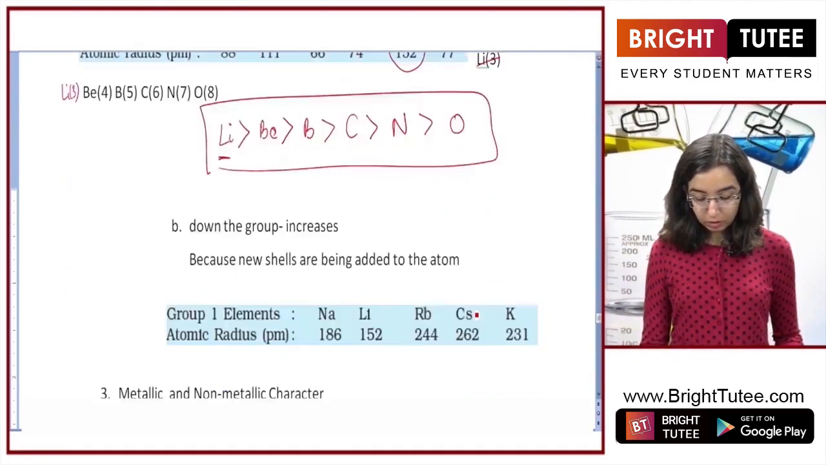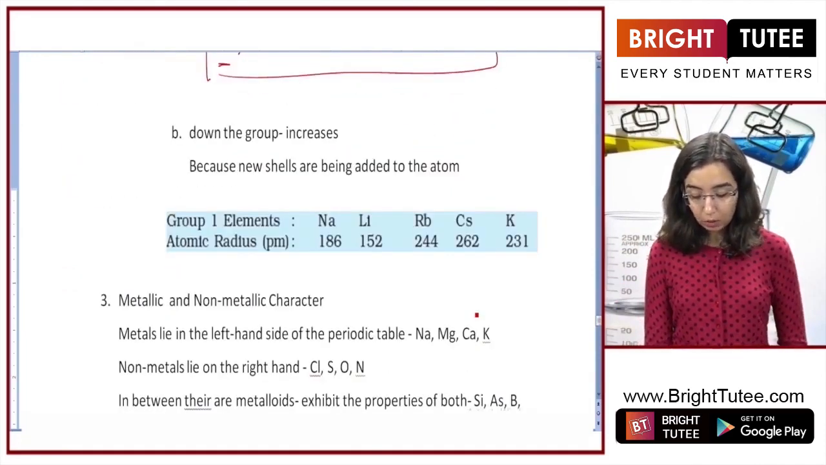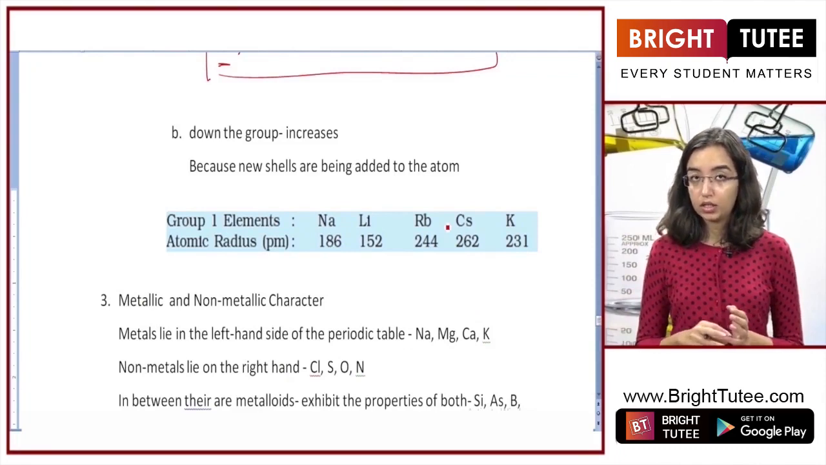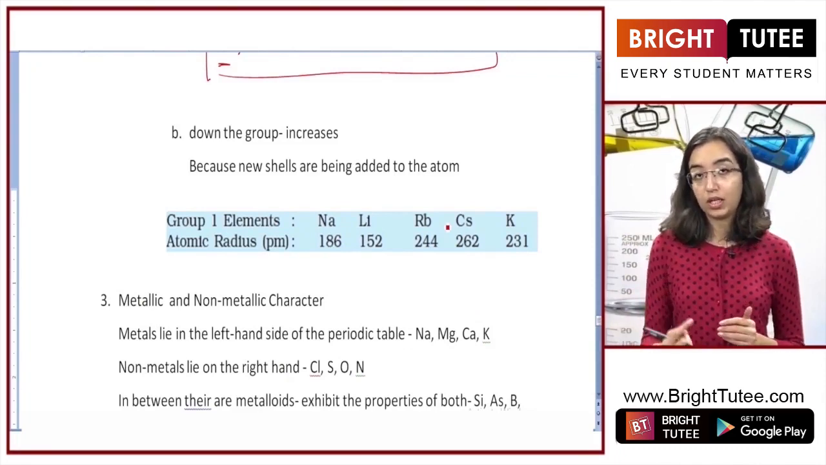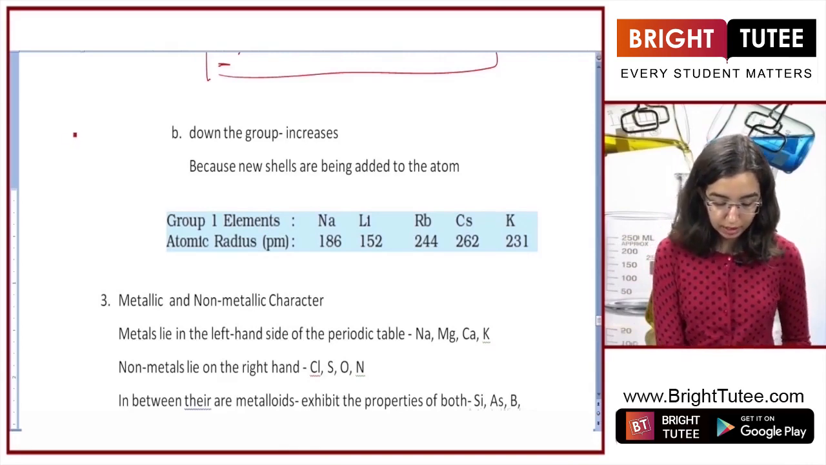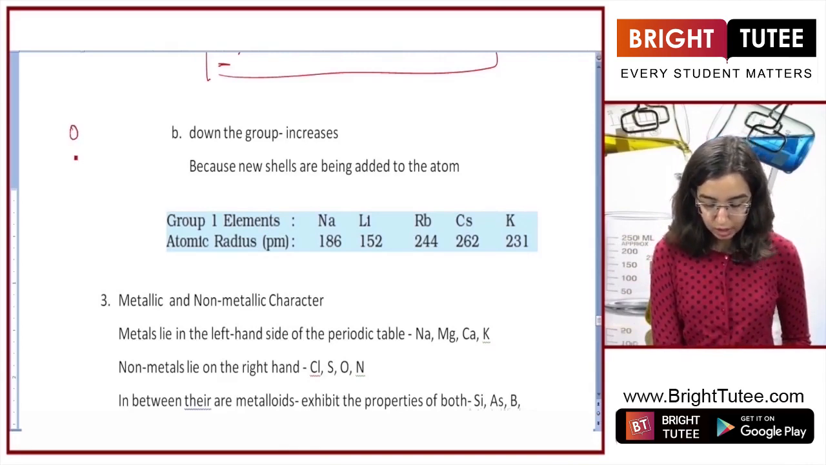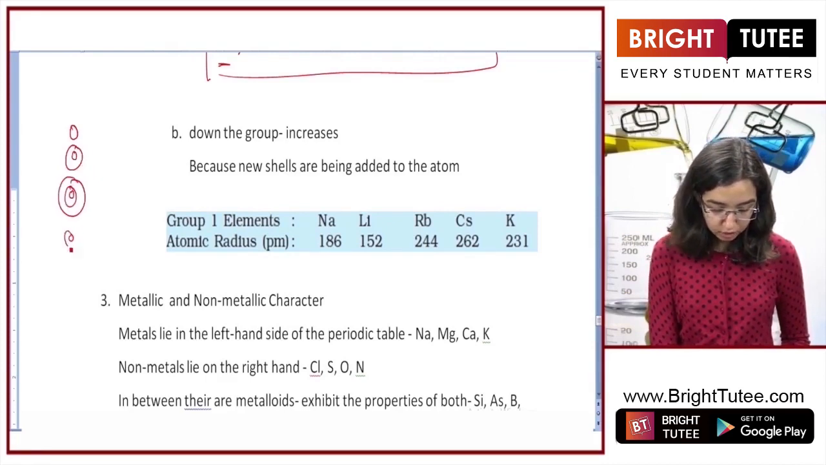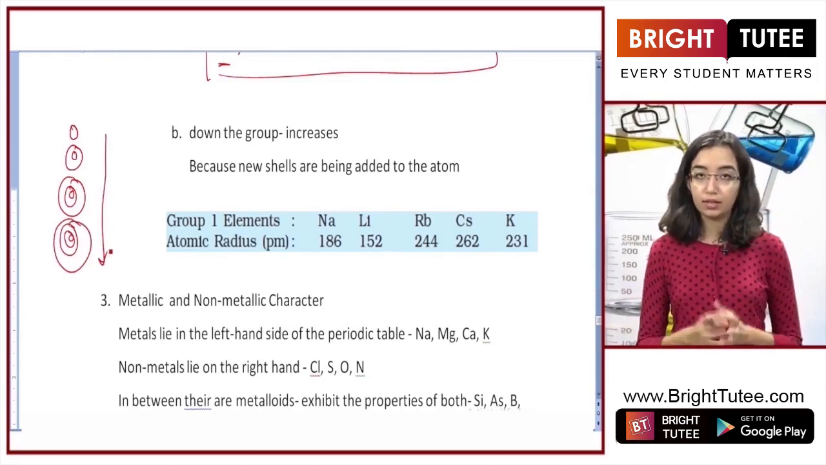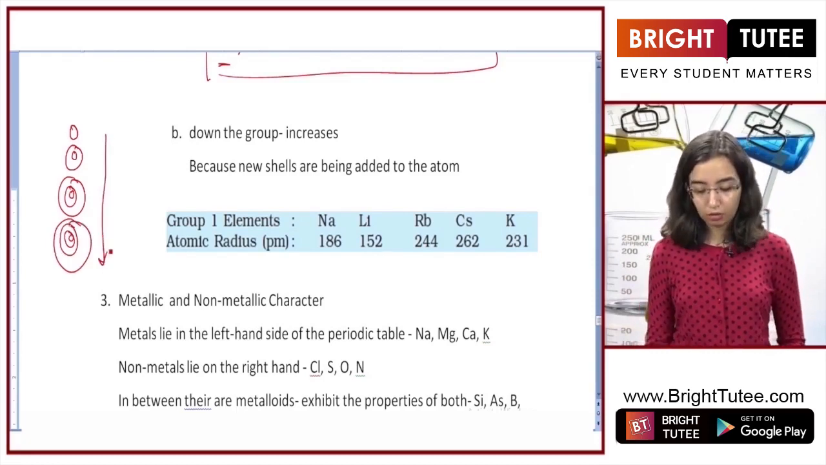But when we go down the group, say this is group 1 given here, then the atomic radius does not show the same fashion. In fact, atomic radius increases. That simply happens because new shells are being added. At the top in hydrogen we have only 1 shell, in lithium we have 2 shells, in sodium 3 shells, in potassium 4 shells. So because of the increase in the number of shells, the radius increases down the group.